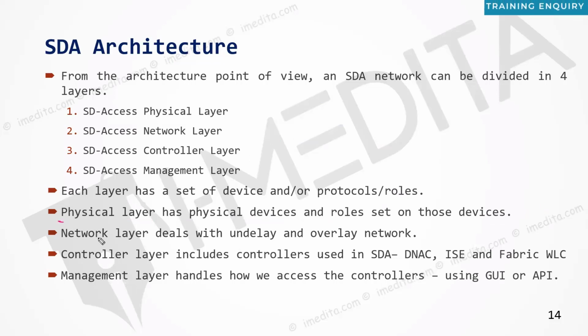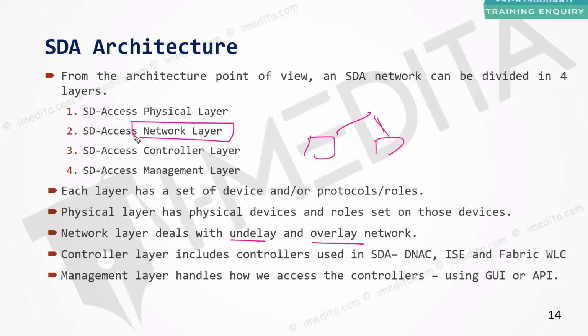The network layer, for example, deals with the underlay and the overlay network. Once we have purchased the devices and done all the connectivity, we need to run the protocols. Whatever protocols we need to build our underlay network and our overlay network come under the network layer. Protocols such as RIP, EIGRP, OSPF, IS-IS for the underlay, and protocols such as VXLAN for the overlay, all of that comes into the network layer.